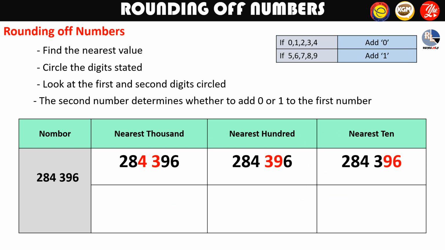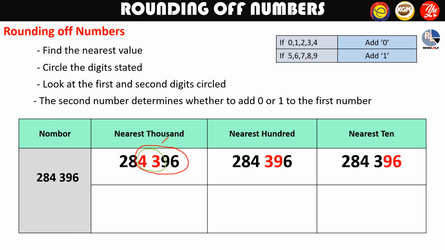Alright, let's look at the same number again. Now this time, we're going to round it off to the nearest 1,000. Alright, which number is at the place value of thousands? Yes, 43. So we are going to circle all the numbers that are going to change. And we're going to look at first and second digit.